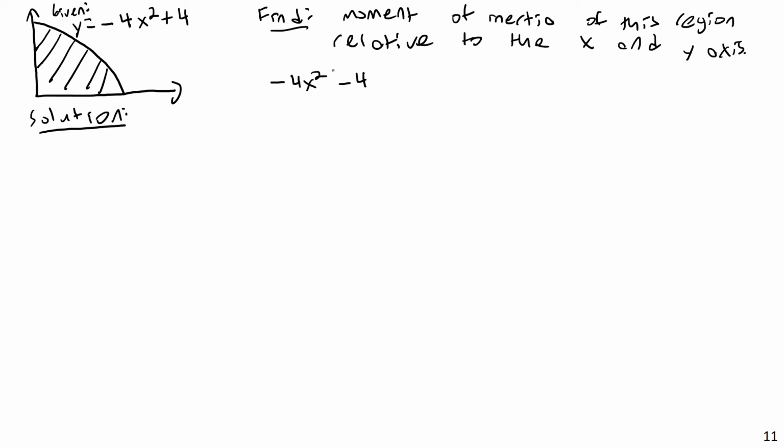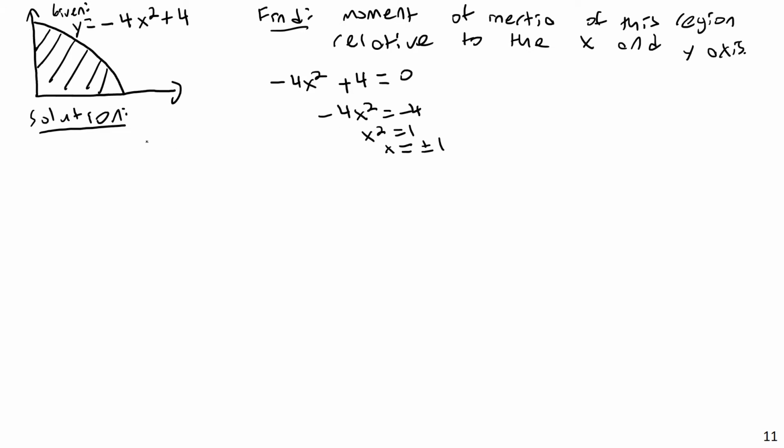So I need to find the x coordinate where that equals 0. Negative 4x squared plus 4, not plus 4, minus 4. There we go. So negative 4x squared equals negative 4. X squared equals 1. X equals plus or minus 1. Relatively simple. And we're going to use the positive one. So our bounds are going to be from 0 to 1.